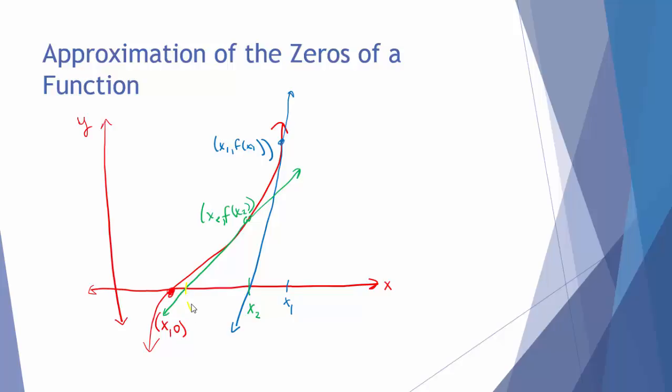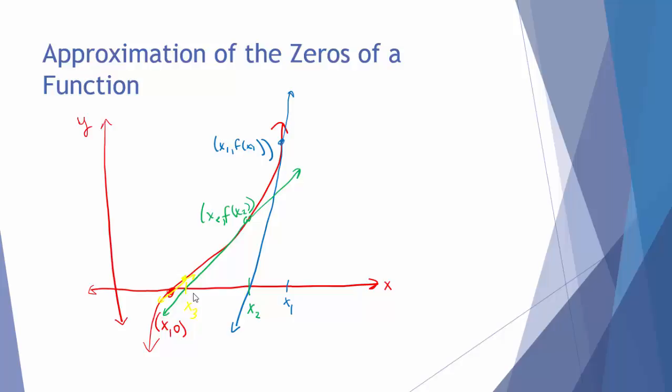Let's say we're here at x sub 3. So again, you just repeat the process. Here's the point. Here's the tangent line, and notice we are getting much closer. So that is big picture how Newton's method is going to help us approximate the zeros of a function.